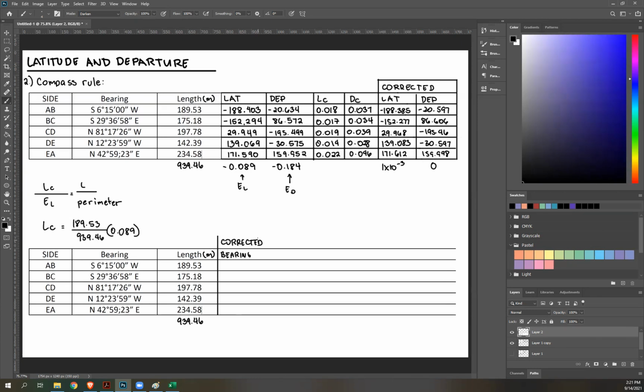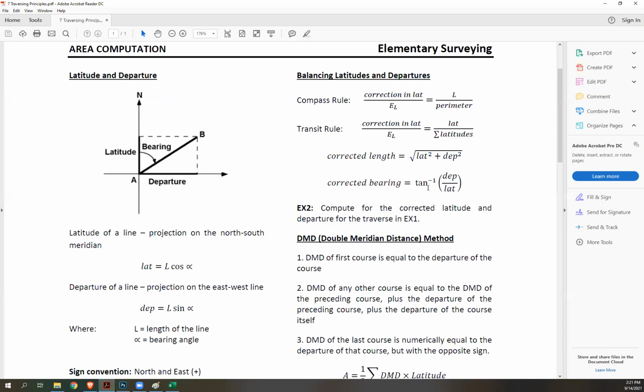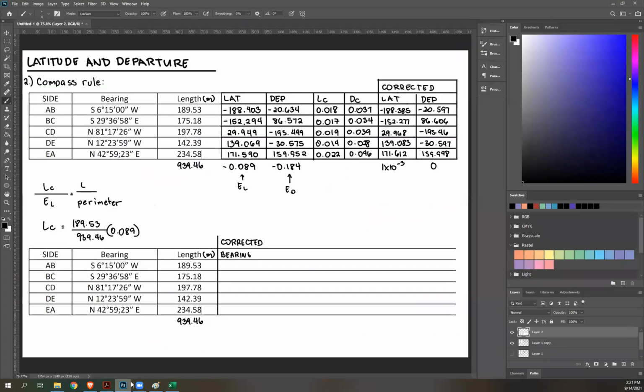All right, so to get the corrected bearing, this is the equation. Let's do bearing first: arctangent of departure over latitude, and you're going to use the corrected values here. I'm going to give you an example.